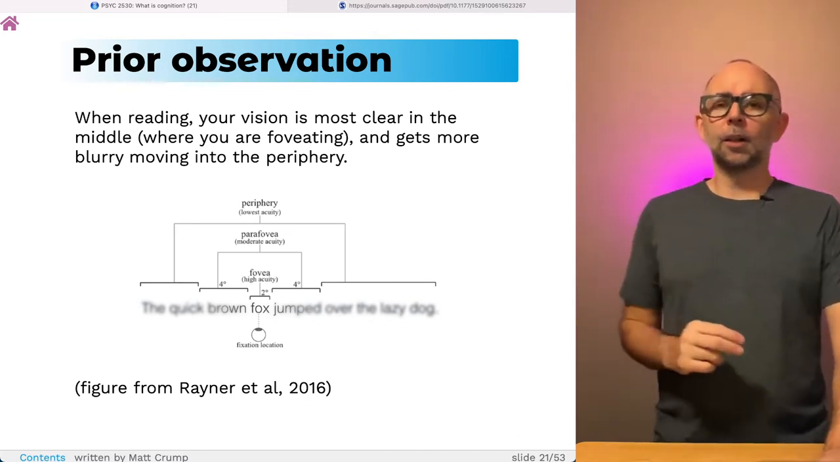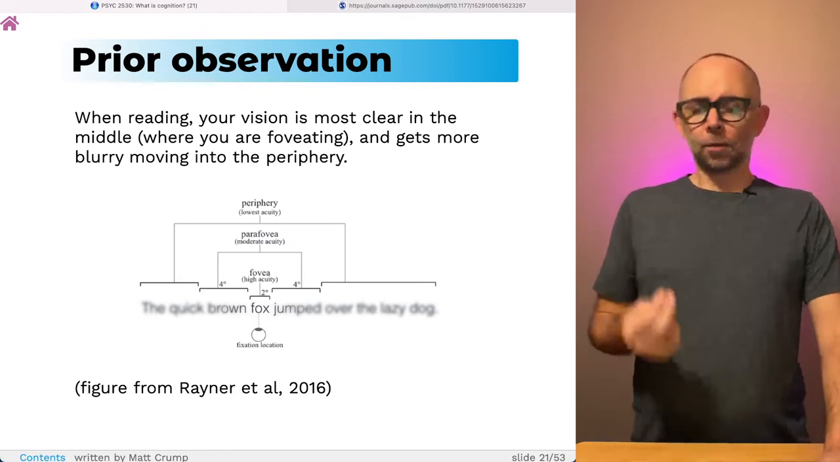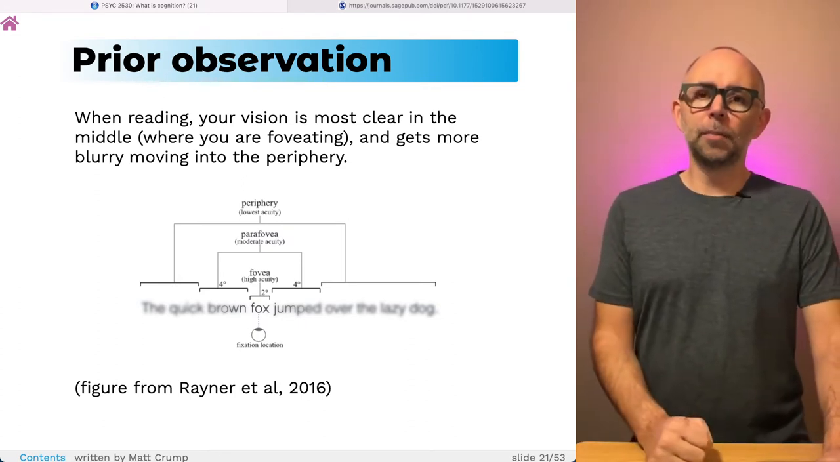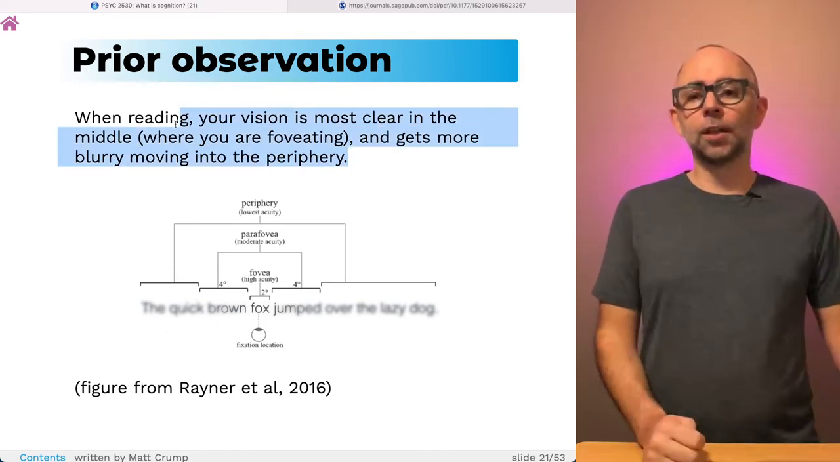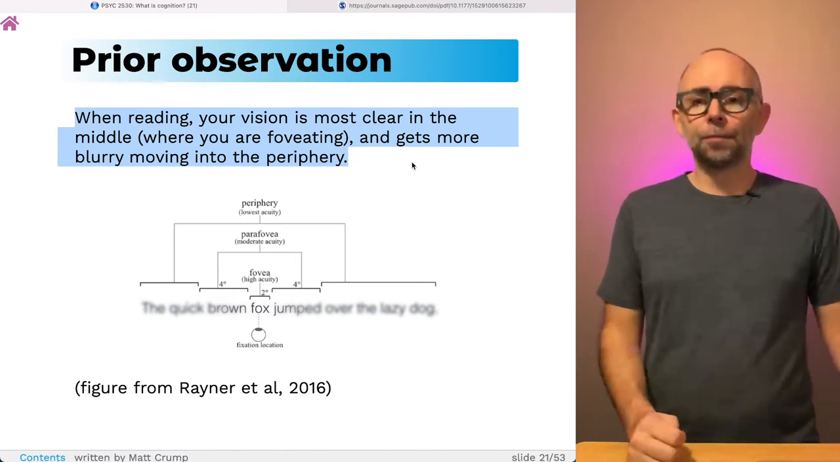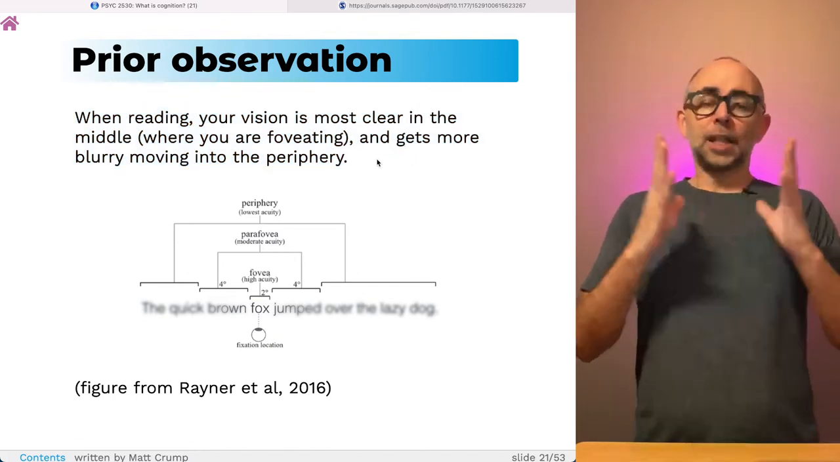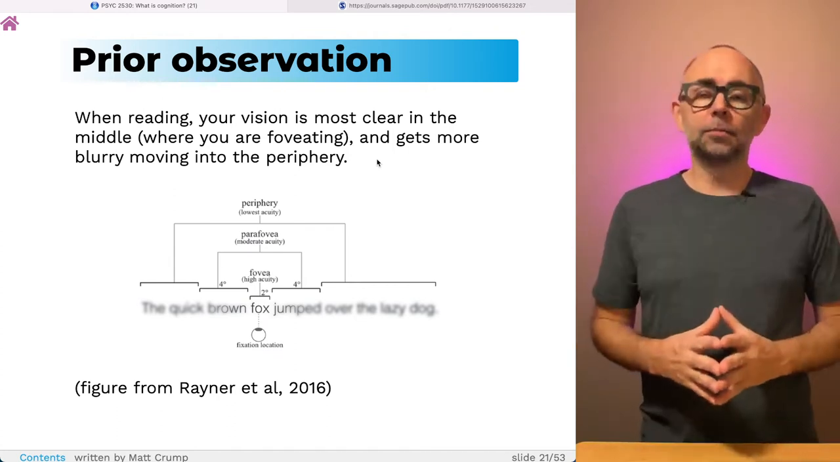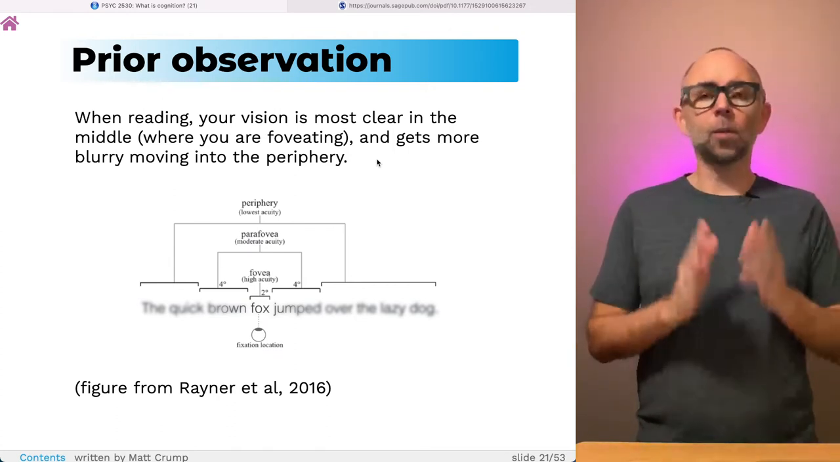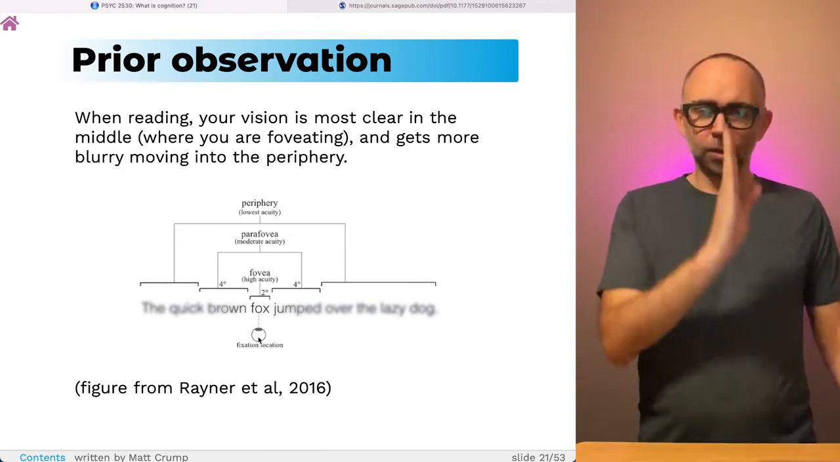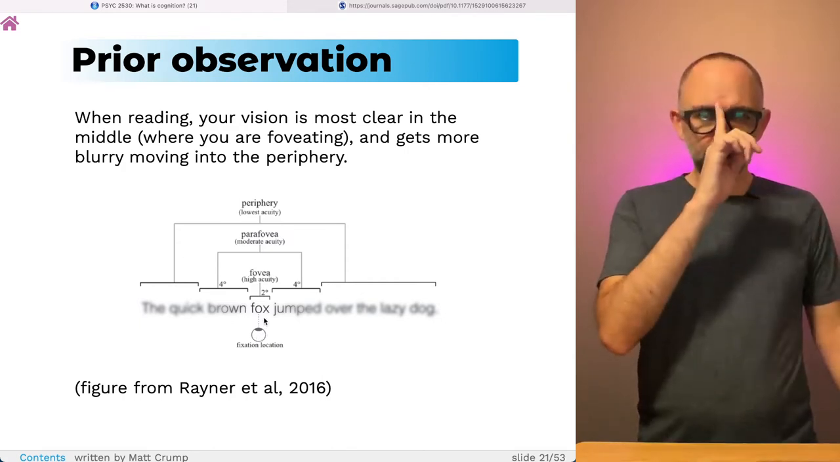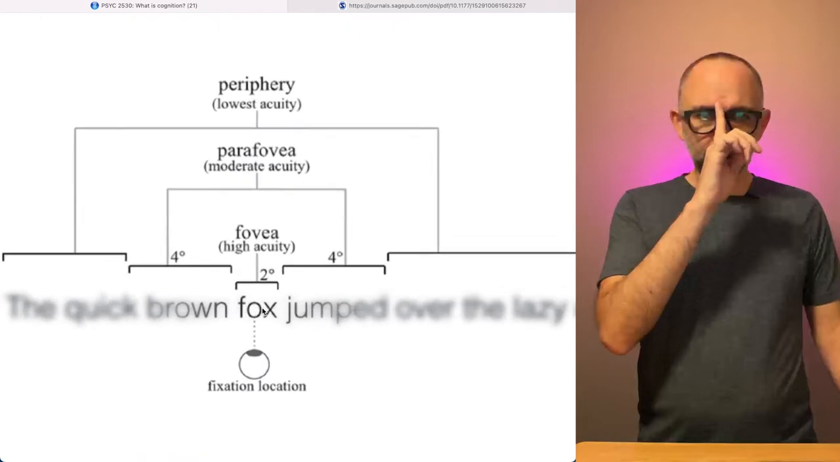In many other cases in cognition, like in this example, researchers start with some kind of prior observation about the domain in question. Our domain in our example is reading. Here's a prior observation that you could have based on reading that review. This is a known fact about the visual system. When you're reading and you're looking at words, when you stare at the middle of a word, that's where you're fixating. Because you're using your fovea to fixate on that word, you will have the highest amount of visual acuity.